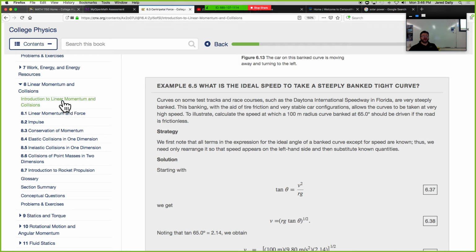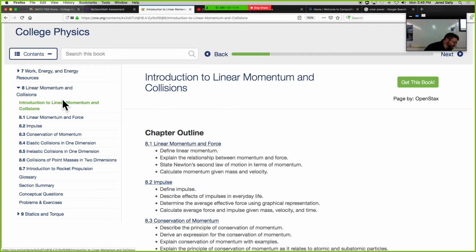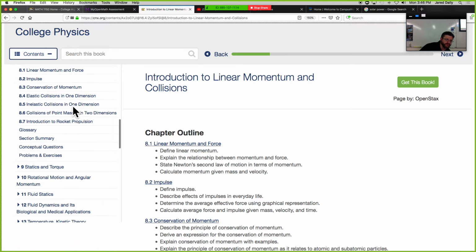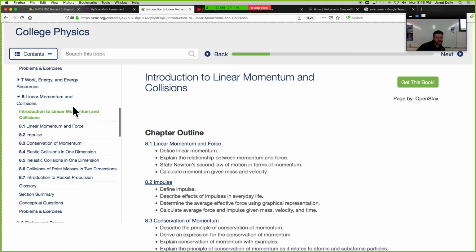But today we're going to talk about momentum. In particular, there are a few different types of momentum. We're going to talk about linear momentum, which is the kind of momentum that things have when they're moving in straight lines. It's actually the least general type of momentum. We'll learn more about momentum, a more general thing, in chapter 10.